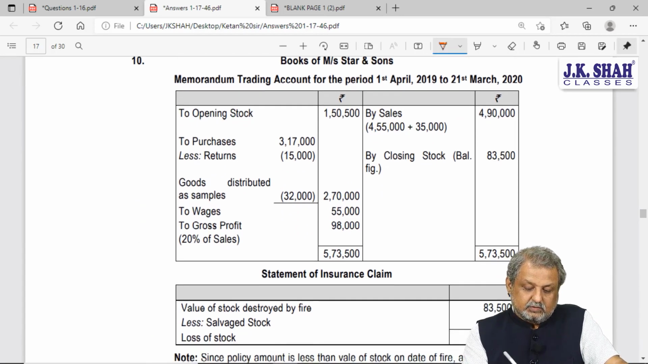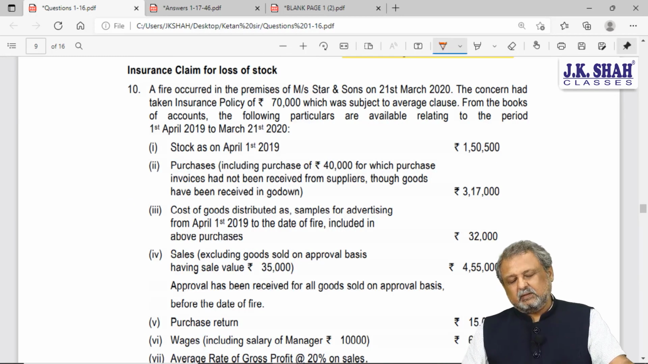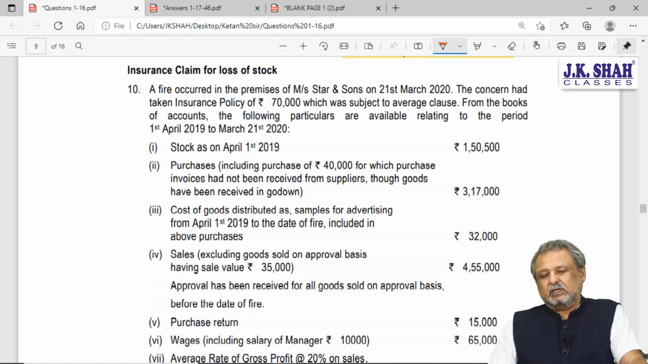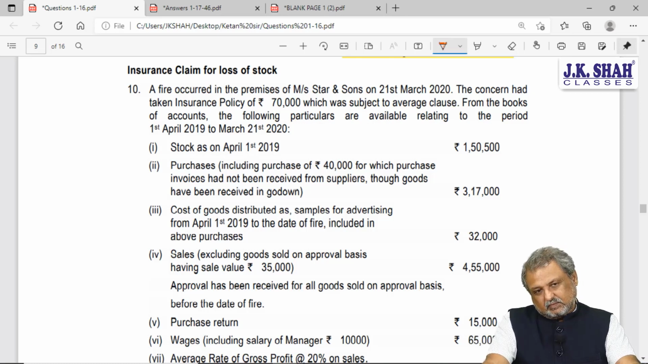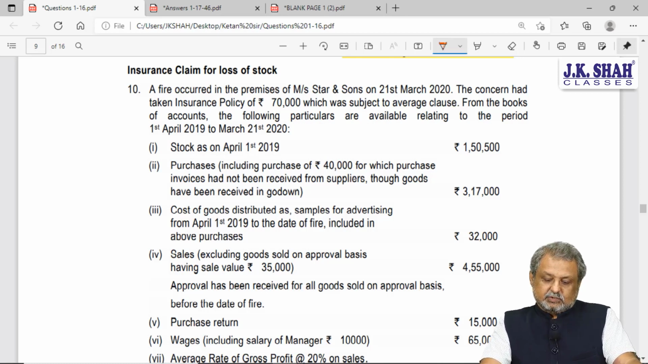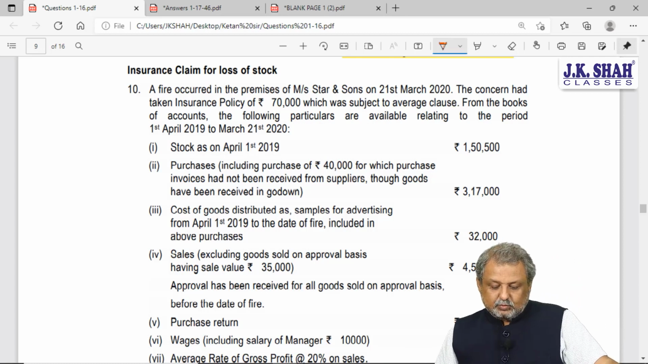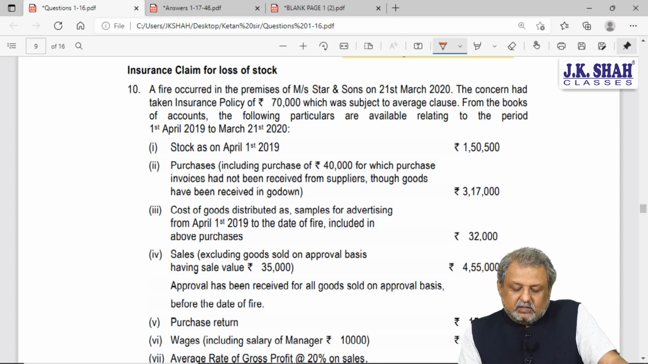Loss of stock. A very simple topic. You prepare the memorandum trading account, statement of loss, and then you have to compare it with the policy. If you are not given the GP percentage of last year, prepare last year's trading account and find the GP percentage. So let us go through it. Fire occurred in the premises of Messrs. Star and Sons. The concern had taken a policy of 70,000 which was subject to average clause.